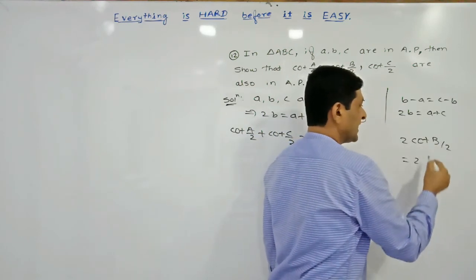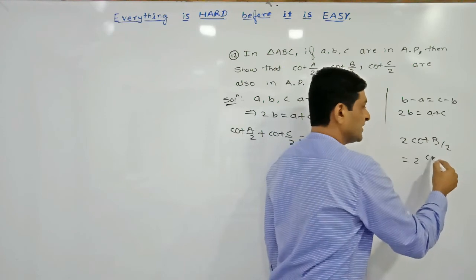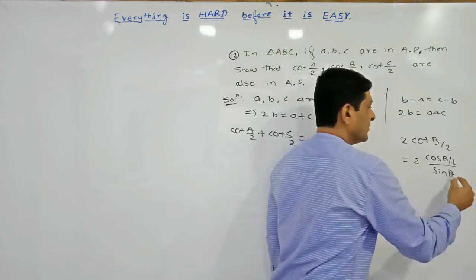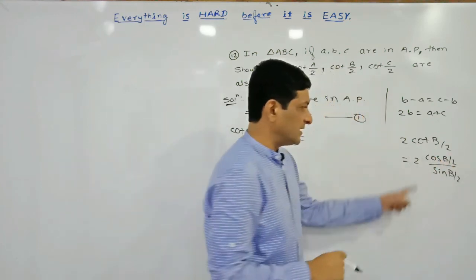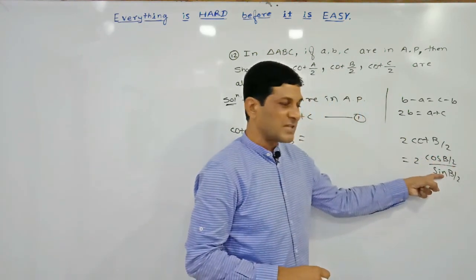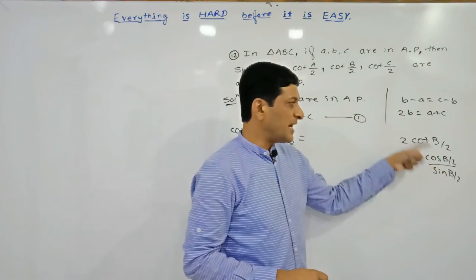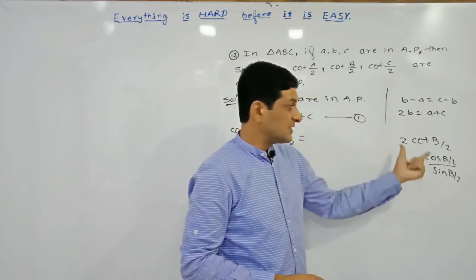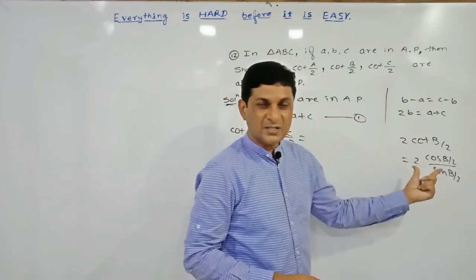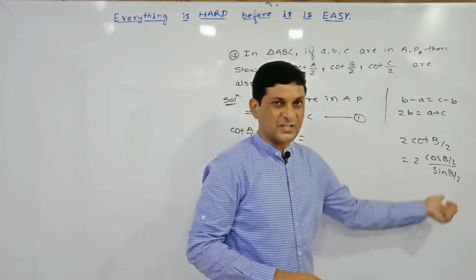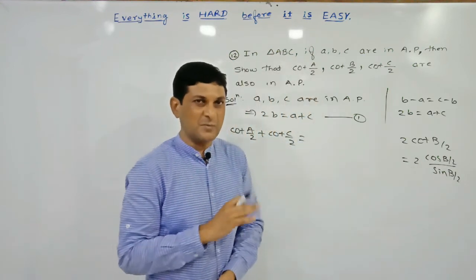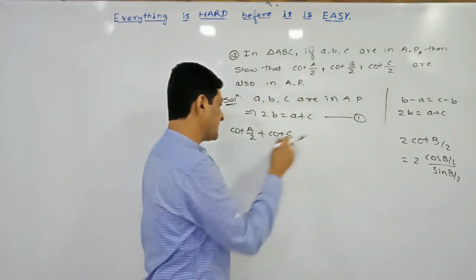So twice, keep it as it is, cot B by 2 can also be written as cos B by 2 upon sin B by 2. If we are able to get such a result, twice cos B by 2 upon sin B by 2, then cos upon sin can be replaced by cot B by 2. Means this is our required result. To get this result, let us try to get this expression, 2 cos B by 2 upon sin B by 2. So let us use the given condition here.